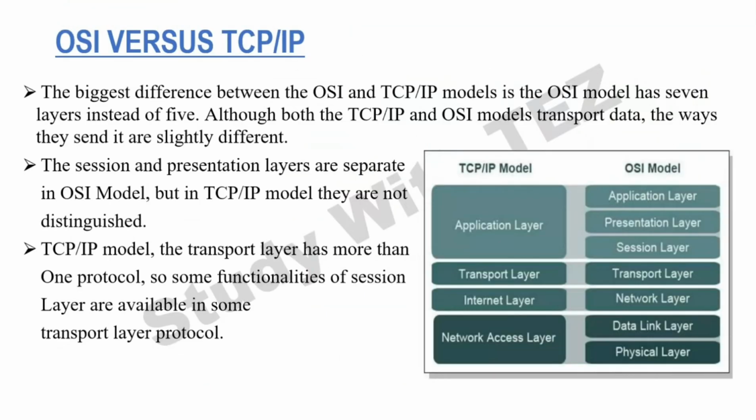So if we differentiate OSI versus TCP, the big difference between these two models is that OSI has 7 layers instead of 5. Although both the TCP/IP and OSI models transport the data, the way they send it is slightly different. The session and the presentation layers are separate in OSI, whereas in TCP they are not. In the TCP/IP model, the transport layer has more than one protocol, so some functions of the session layer are available in some transport layer protocols itself.